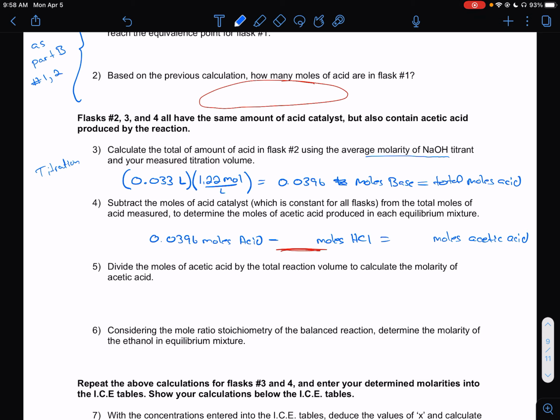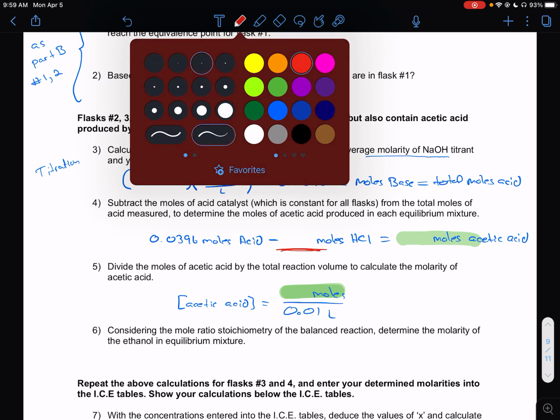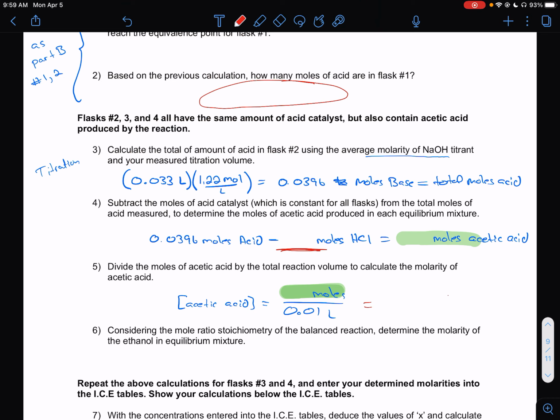We're then going to divide the moles of acetic acid by our total reaction volume. So what we really want is acetic acid concentration equals moles over that same 10 milliliters, 0.01 liters, right? And again, this value is going to go right here into your moles. Once you have that number, this goes into your ice table.